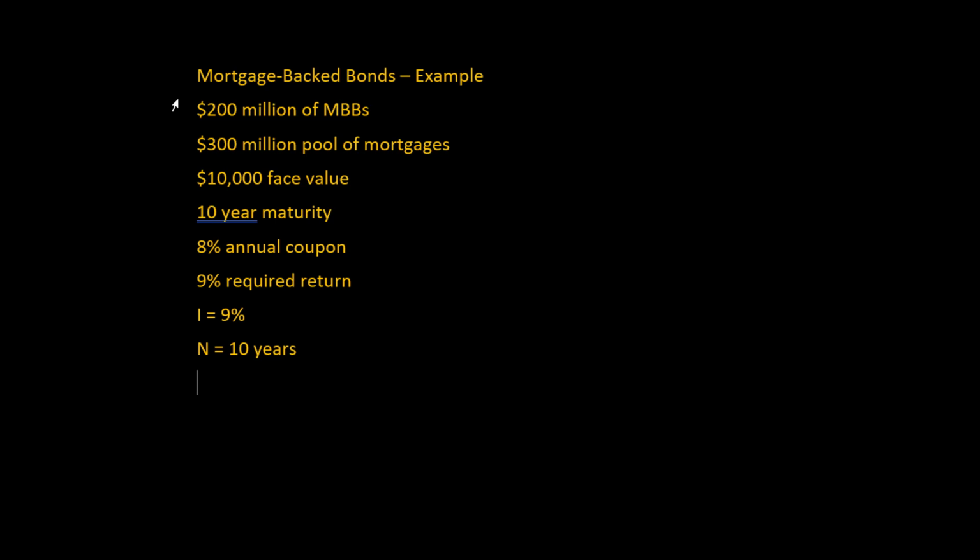$9,358. So now let's look at how we would calculate the subsequent prices of these mortgage-backed bonds. So let's assume that 2 years after the issue of that bond we just described, the required rate of return is still 9%. So the only thing that's changed is that there are only 8 years until maturity instead of 10. So I is still equal to 9, N is now 8, the payment is still $800, and the future value is still $10,000.